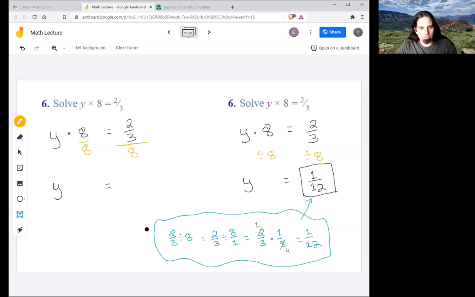In any case, I'm going to write this 2/3 divided by 8, right? So it's going to have the same blue stuff going on. Blue, I can pick my color. It's going to be 1/12 again.